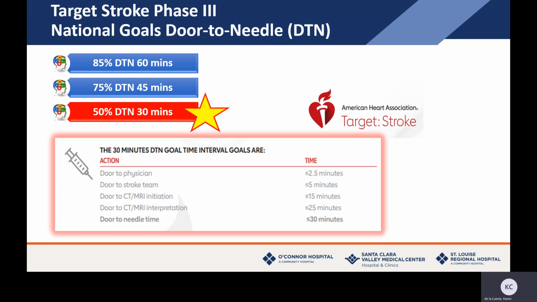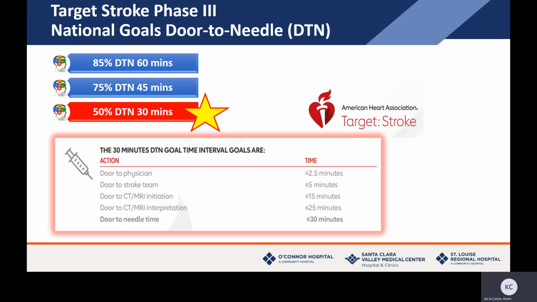So Target Stroke Phase 3 now is saying, really, we should be focusing on 85% of your patients should receive thrombolytic door to needle within 60 minutes. 75% at least door to needle 45 minutes. Where do we need to be? And we've been a stroke center, many of us, since 2007. We need to be 50% door to needle, 30 minutes, and even more than 50%. I would like to see us at 90%.